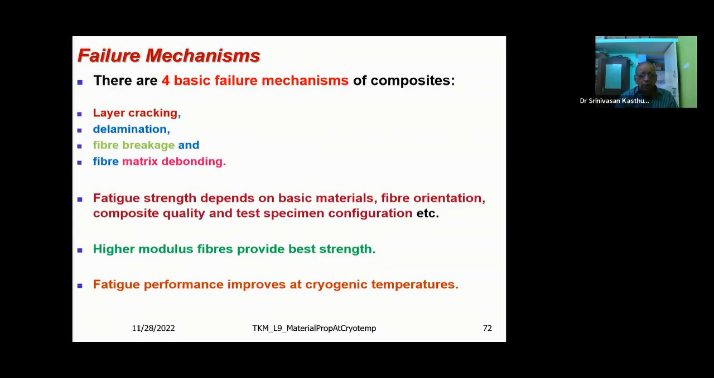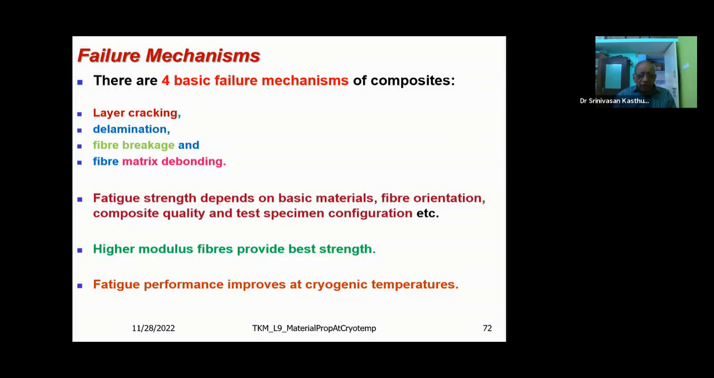Okay, what are the failure mechanisms? There are basically 4 failure mechanisms one can think of. The layer can crack. Then delamination, that means one layer can separate from another layer. Then fiber sometimes can break. And then the fiber and the resin matrix can debond.